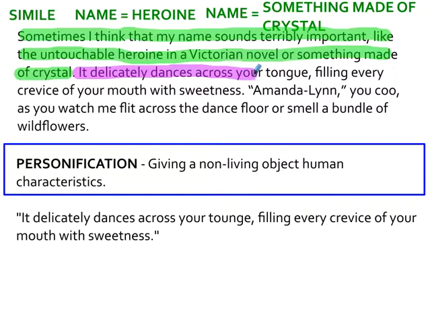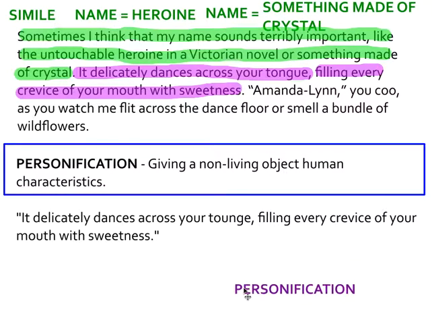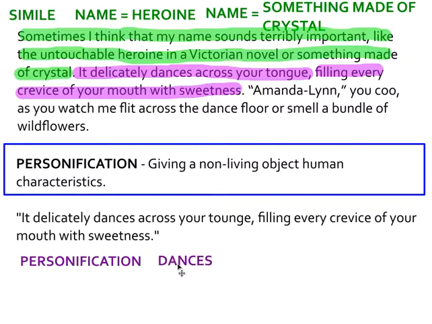It delicately dances across my tongue, filling every crevice of your mouth with sweetness. In this sentence, I'm using something called personification. I'm giving a non-living object, my name, human characteristics. When I say it delicately dances across your tongue, names can't dance. So, therefore, I'm using personification.